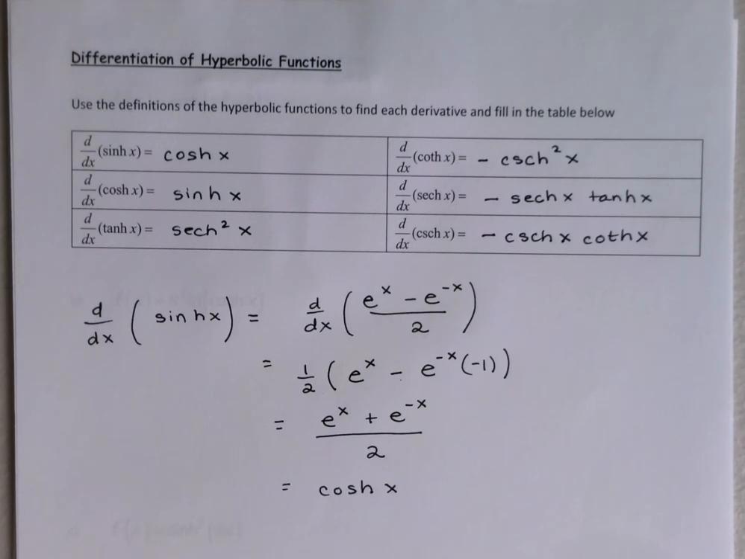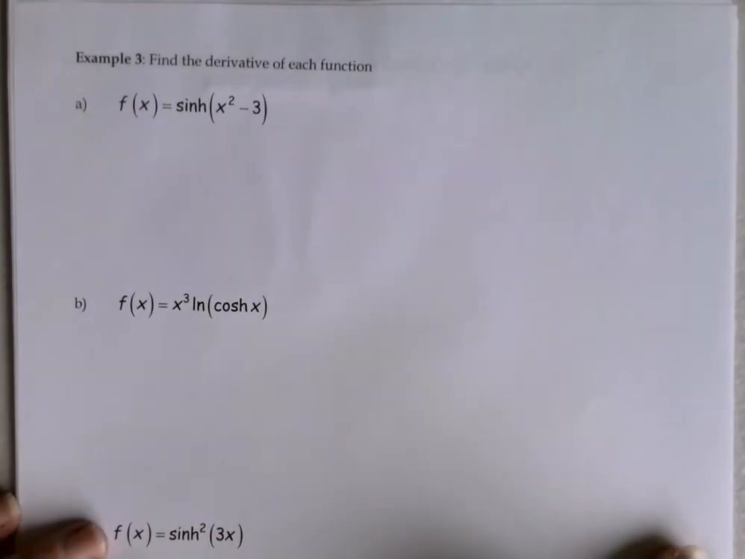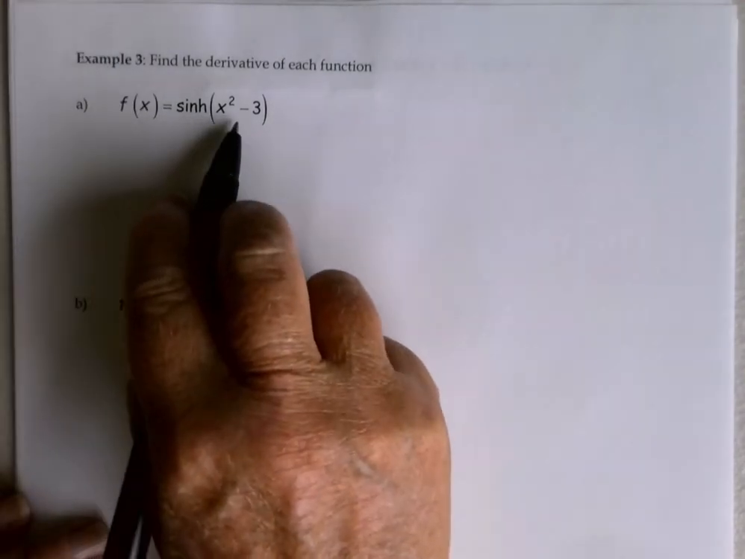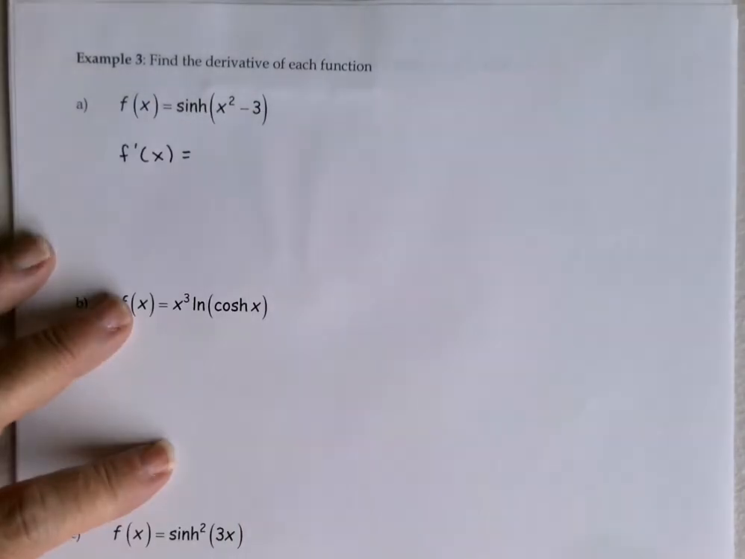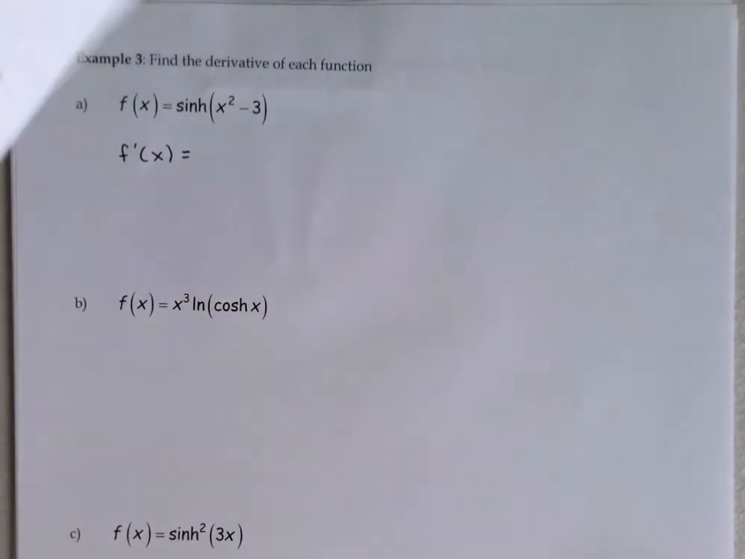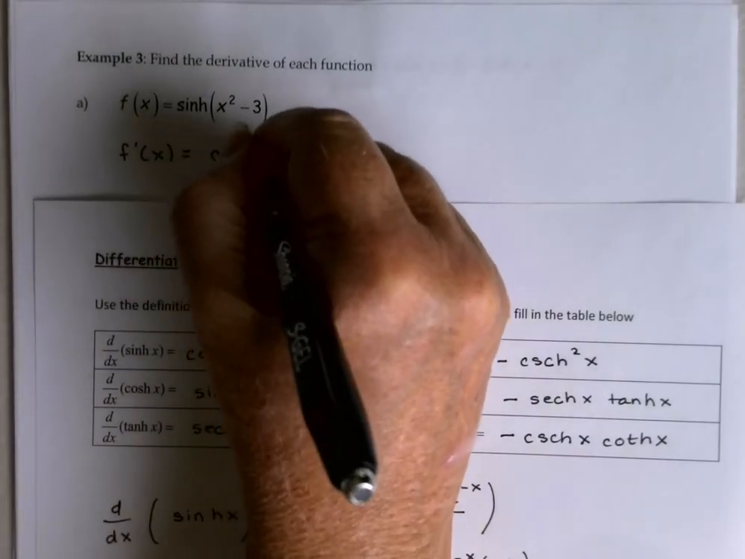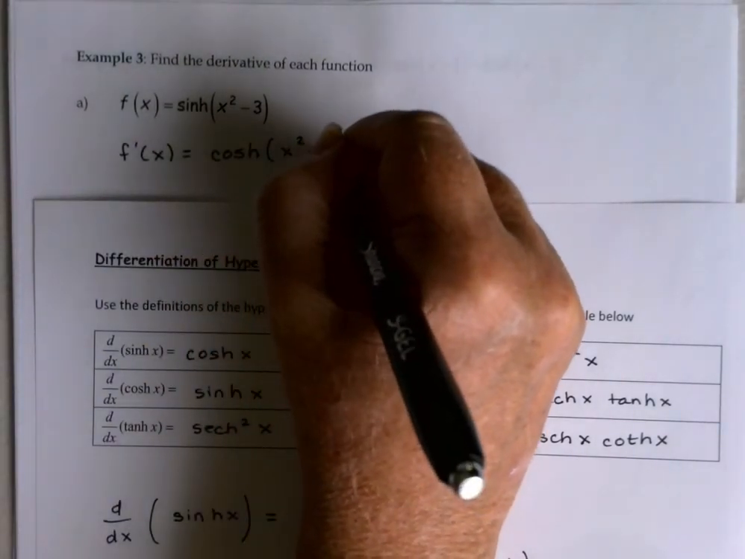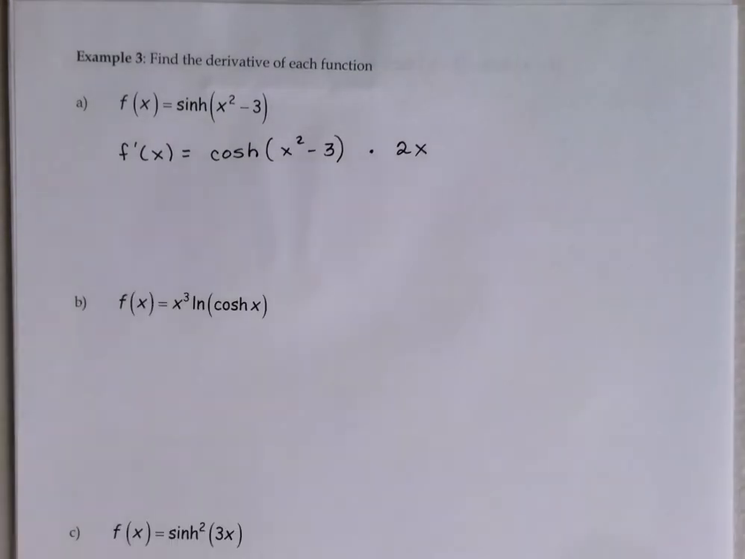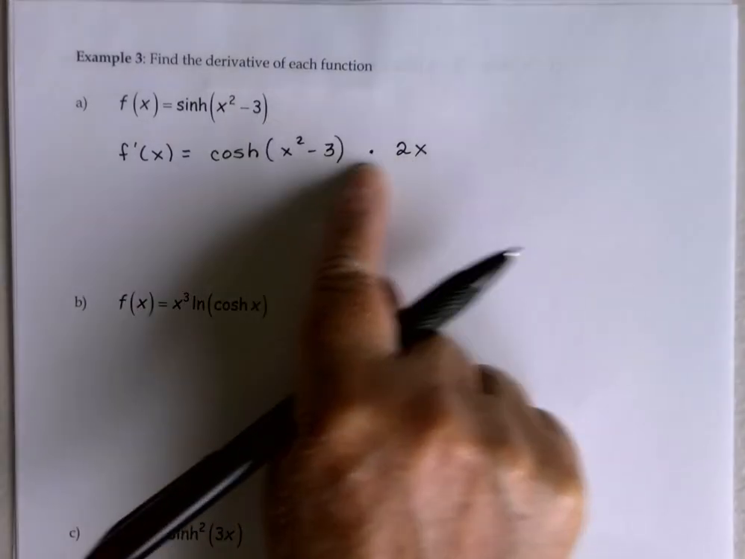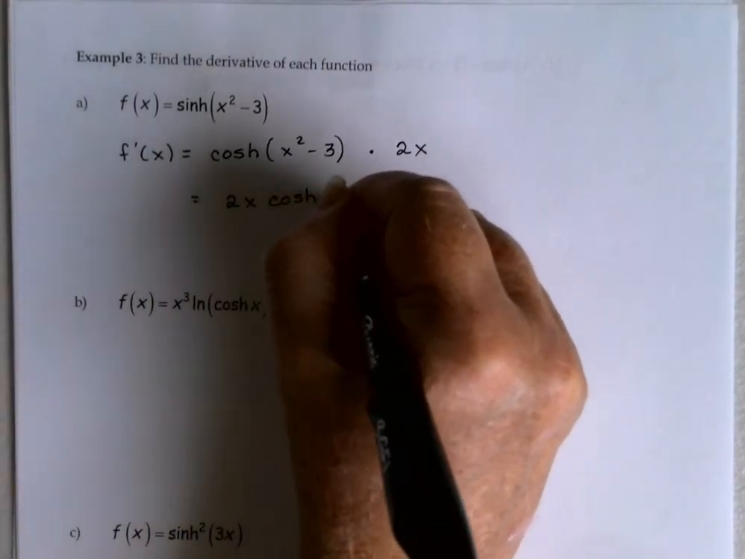All right, let's actually find a few derivatives that involve hyperbolic functions. I want to start with the derivative of hyperbolic sine of x squared minus 3. According to the little table that we just filled out over here, derivative of hyperbolic sine is hyperbolic cosine. And then, of course, you'd have your chain rule, so we'd end up multiplying by 2x. And just like with trig functions, we prefer to have the multipliers in front of the hyperbolic. So I want to write that as 2x cosh of x squared minus 3.